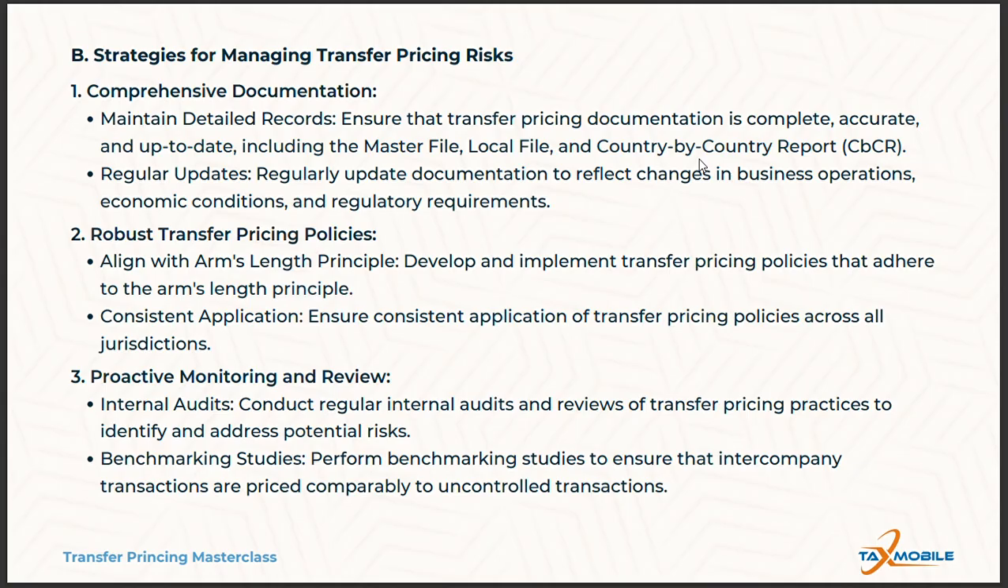Moving to the third one, proactive monitoring and review. So regular monitoring and internal reviews help companies stay ahead of potential risk. Now, the first under the proactive monitoring and review is internal audits. So the company should conduct periodic internal audits which allow businesses to identify and correct potential compliance issues before they are detected by tax authorities. I usually call these health check. So it is important you do transfer pricing health check before the tax authorities come around.